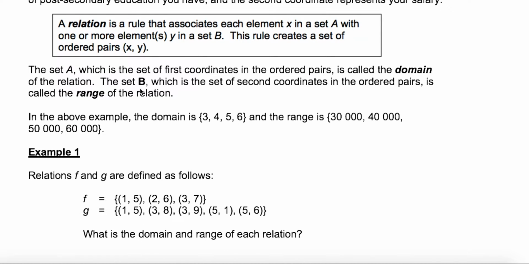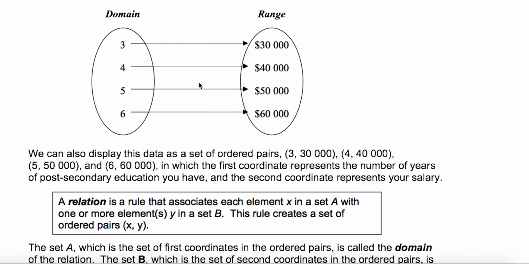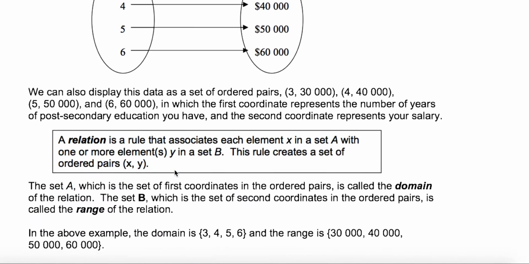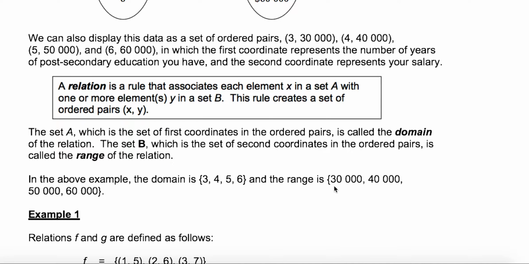So the set A, which is the first coordinates in the ordered pairs, is called the domain, which you might be familiar with when you studied quadratics in grade 10. And set B is the set of second coordinates in the ordered pairs, and that is called the range. So in the above example, the domain is 3, 4, 5, and 6. So we just state our x values of our relation, 3, 4, 5, and 6. And then our range is the set of the y values.